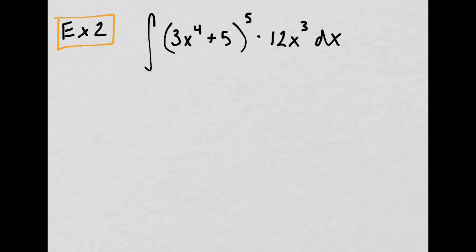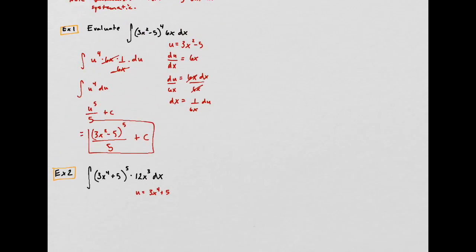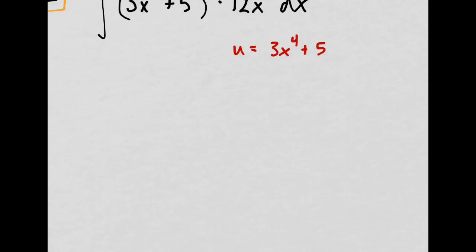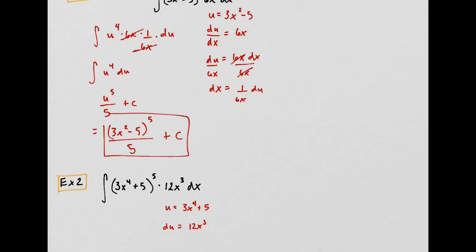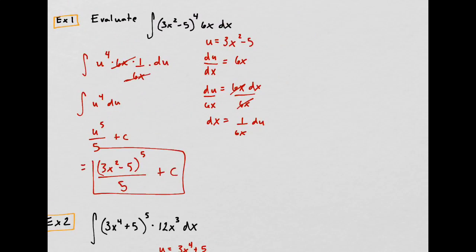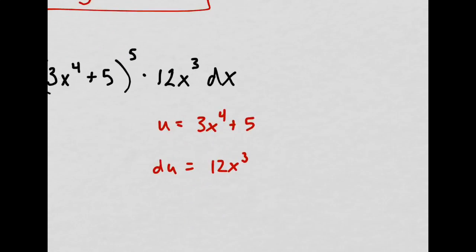So hopefully you paused it and did this. If not, do it now, or ask questions or whatever. But here we go. The u value here is going to be 3x to the 4th plus 5. And this is the shorthand version. So I'm not going to write all of those steps. I'll take du, the differential, and that will be 12x cubed. The 5 goes away, derivative of a constant is 0. And I'm already going to multiply by dx.